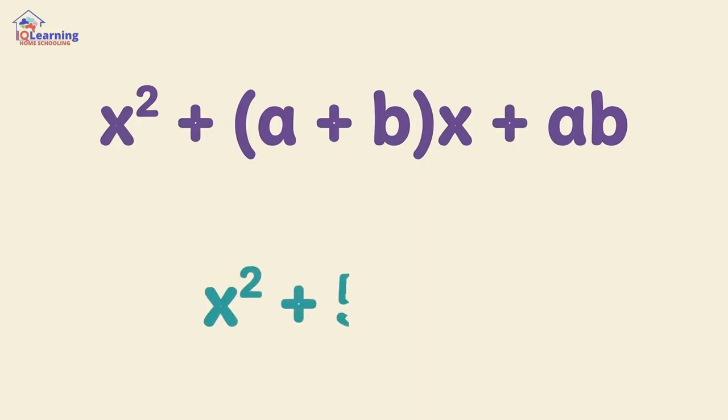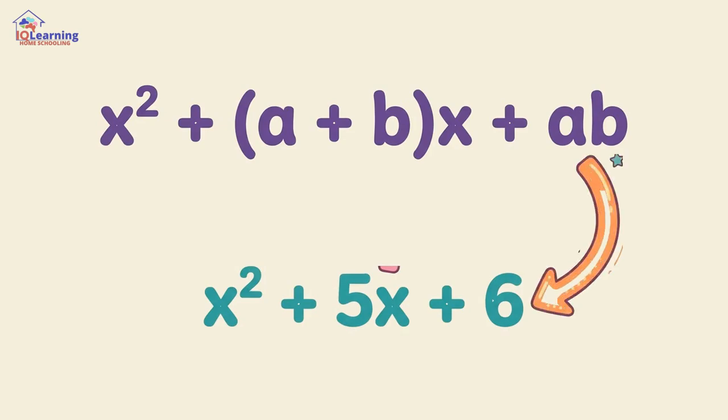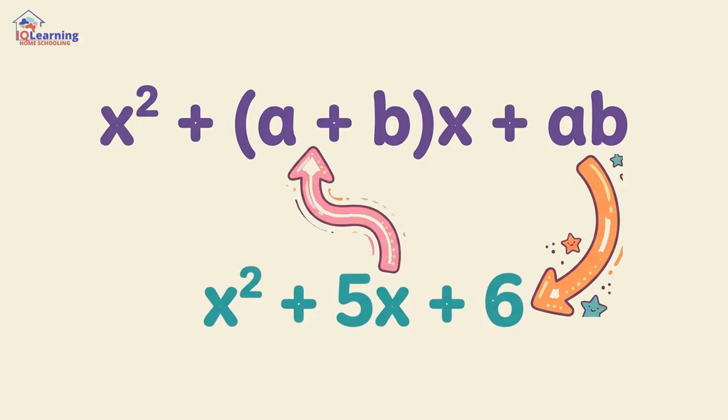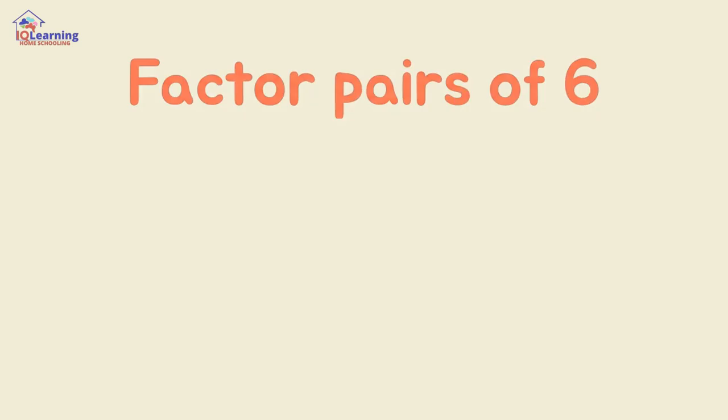Now compare that with x squared plus 5x plus 6. The number multiplying to make 6 comes from ab. The numbers adding to make 5 come from a plus b. So the rule is not random, it comes directly from expansion. Now let's solve the puzzle. We need two numbers that multiply to 6 and add to 5.